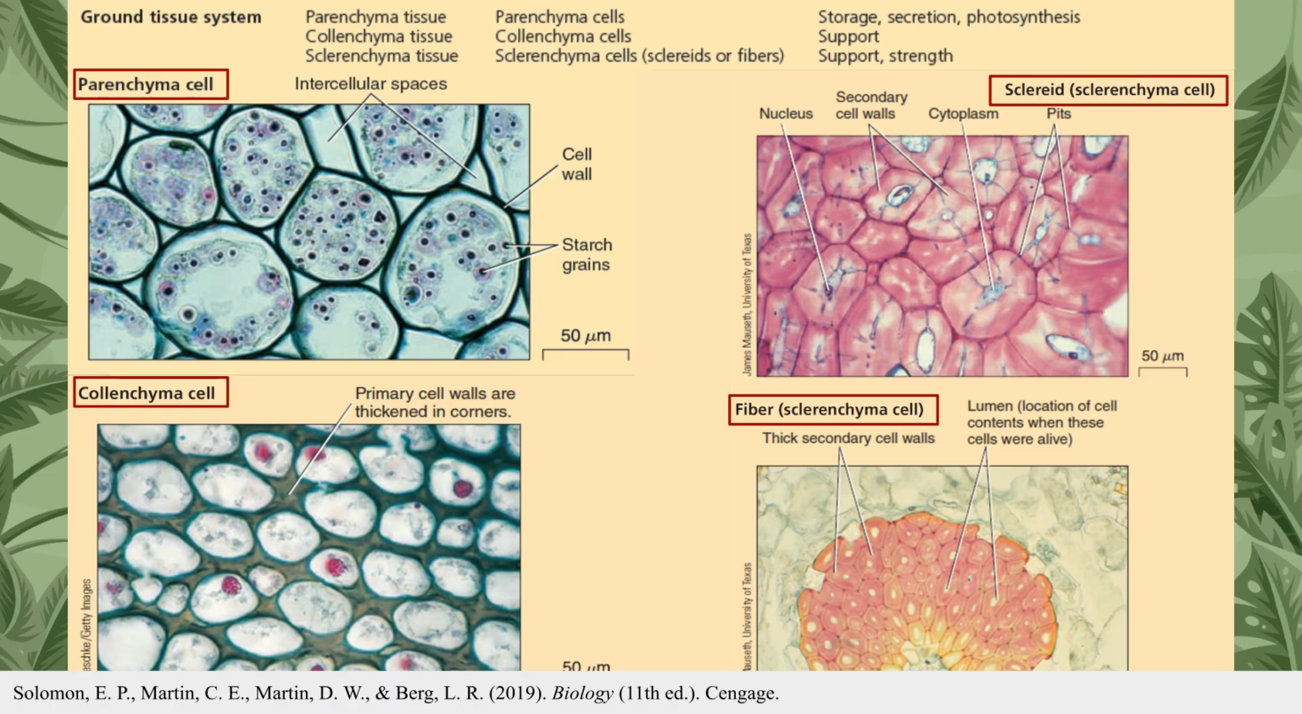The ground tissue system occupies most of the plant body and performs metabolic and supportive functions. Parenchyma cells are living cells with thin cell walls. They are involved in photosynthesis, storage of starch, secretion, and tissue repair.